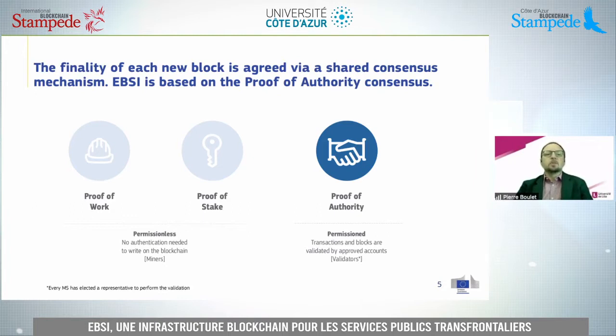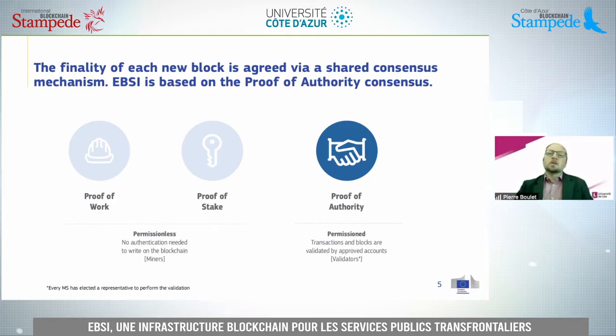You need to gain the consensus of all the operators of the infrastructure, but you don't need a special authentication. On the contrary, you have a private or permissioned blockchain, where you need to be approved by some governance to be able to write on the ledger. And this is another kind of consensus algorithm, which is usually called proof of authority.